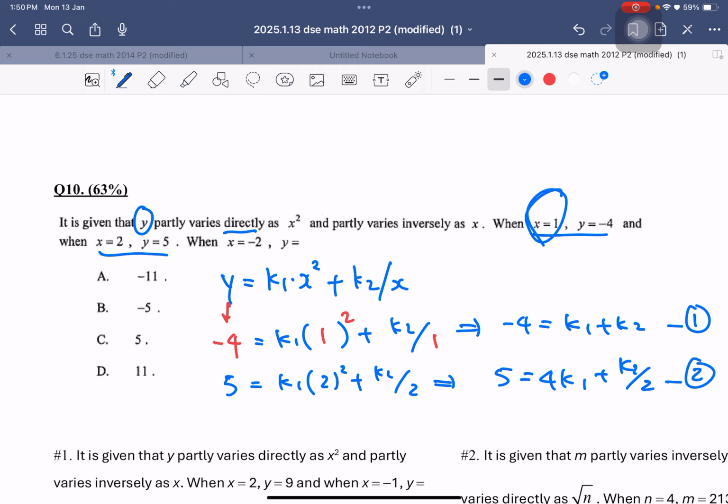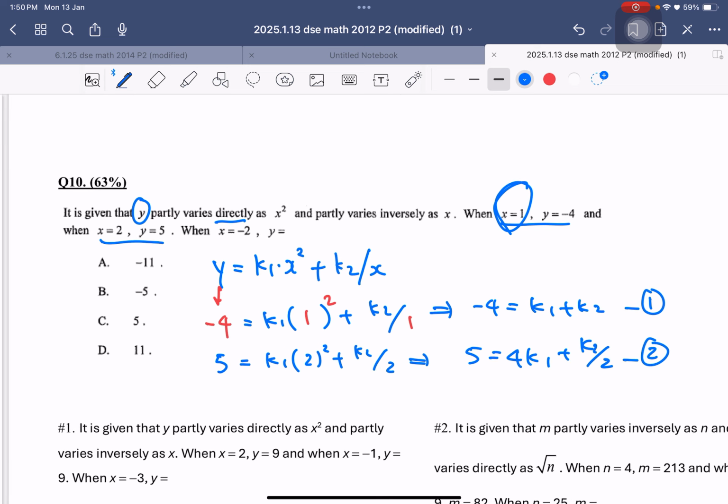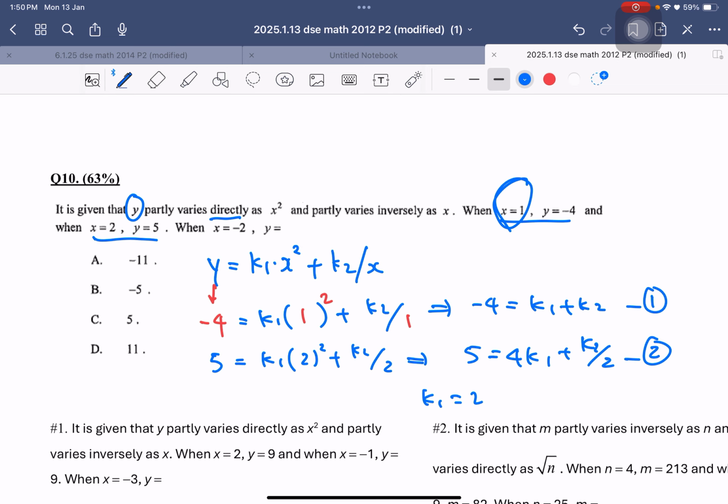Then what are we going to do? How do we find k1 and k2? Use the calculator program. We need to press the 1 first. And then 1, negative 4. And then we have 4, 1 over 2, 5. So k1 is equal to 2. And k2 is equal to negative 6.